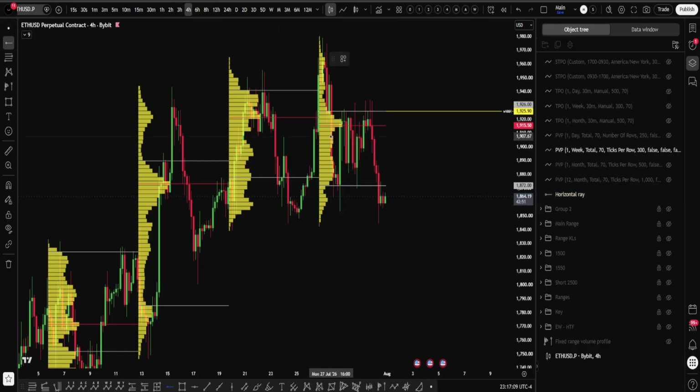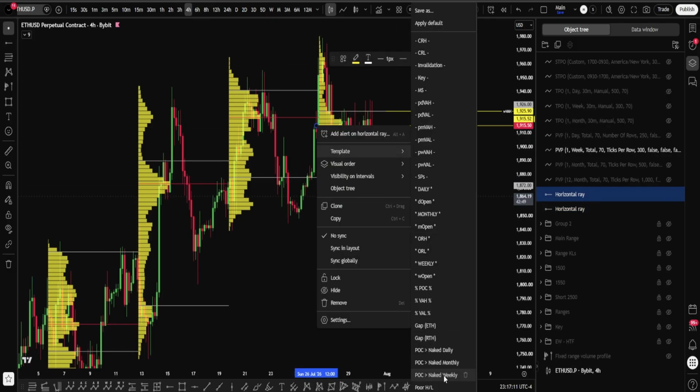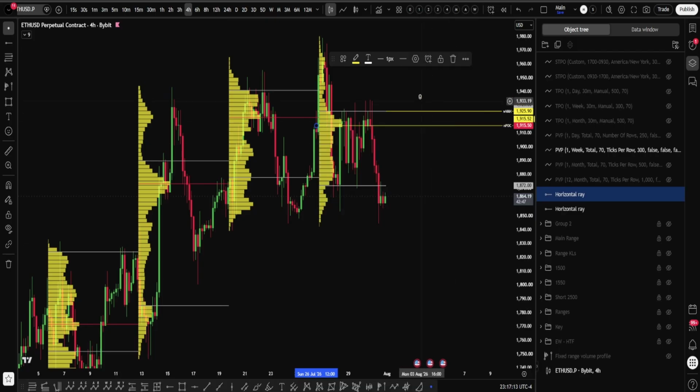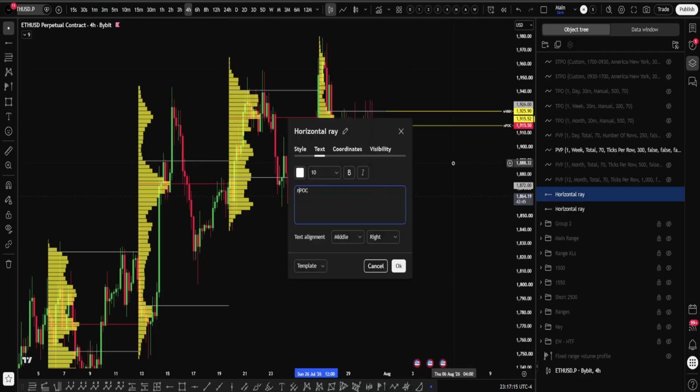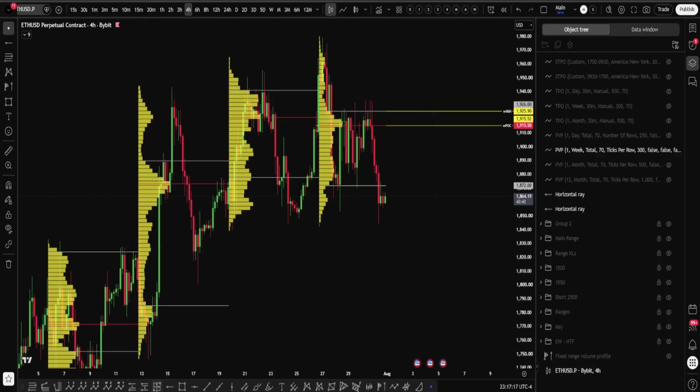Then I'll add the current weekly POC, which is going to be the weekly POC. We'll go ahead and add the current weekly value below also.